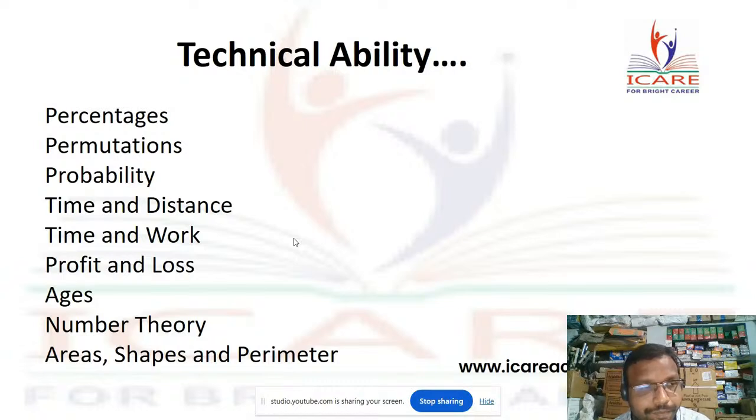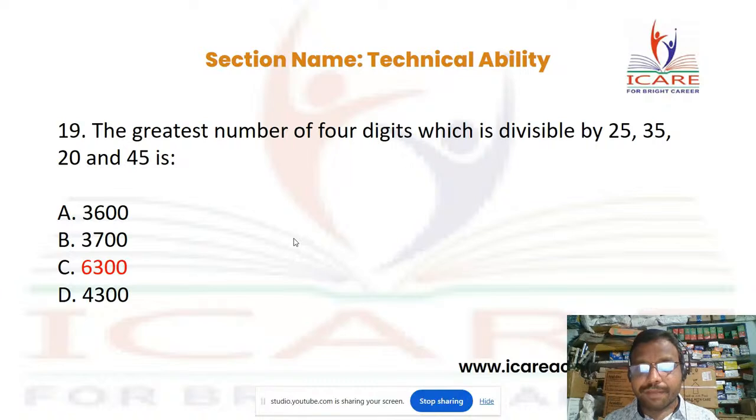Probability, time and distance. Try to focus on problems on trains and races and games also. So time and work, an important topic. Profit and loss, one question guaranteed, especially in this particular section. So ages, number theory. With number theory, including LCM and GCD, some sample questions like the greatest number of 4 digits which is divisible by 25, 35, 20 and 45.